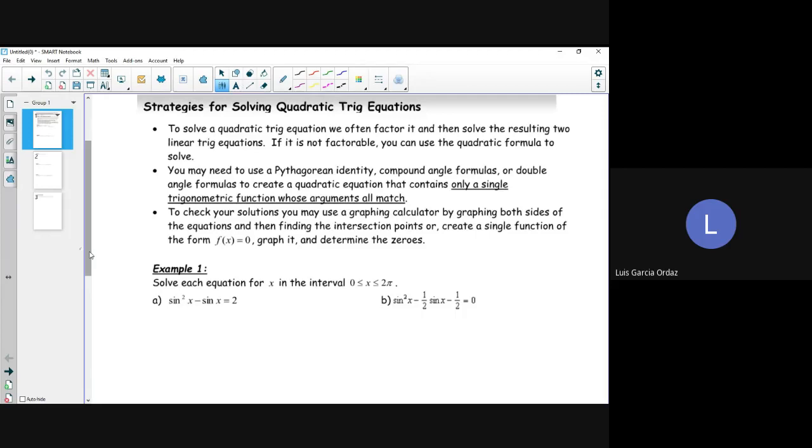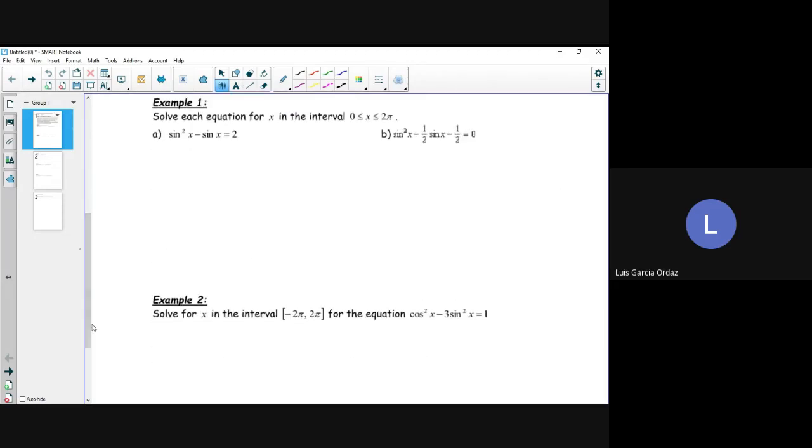To check your solutions, you can use a graphing calculator by graphing both sides of the equation and finding the intersection points, or create a single function of the form f(x) equals 0, graph it, and determine the zeros. The first example: solve each equation for x in the interval 0 < x < 2π. Again, we have to respect the domain given so that we have the appropriate answers. The first equation is sine squared x minus sine x equals 2.